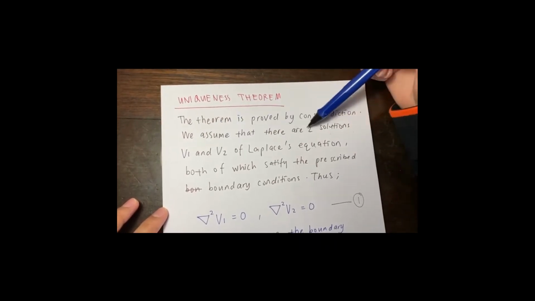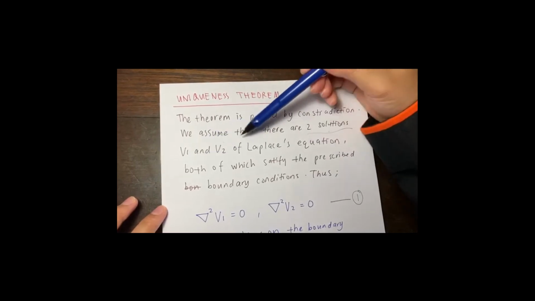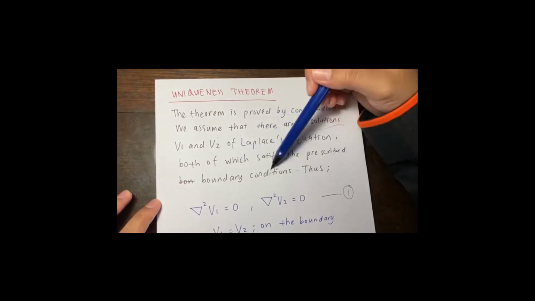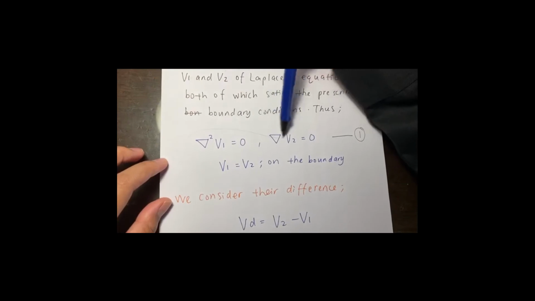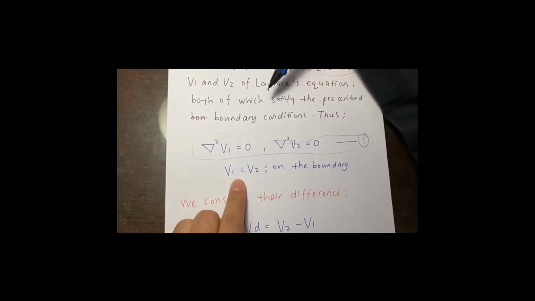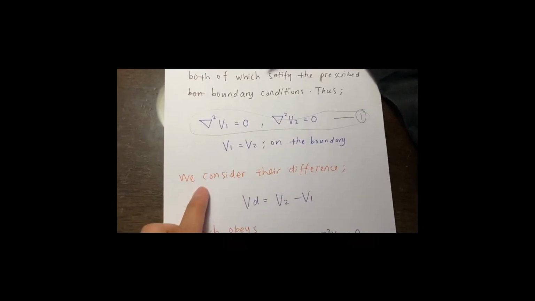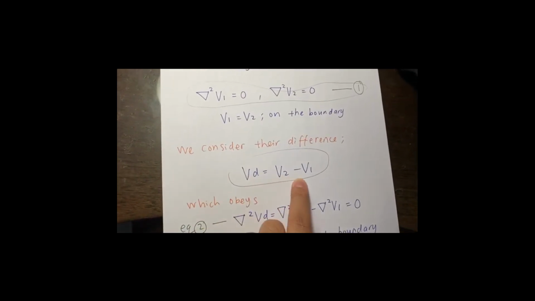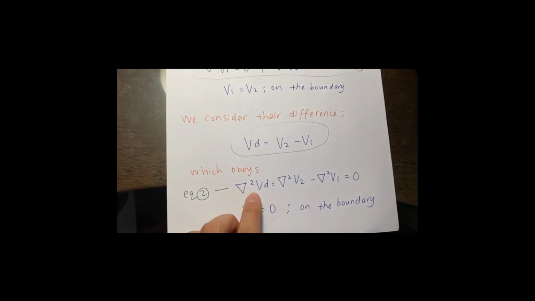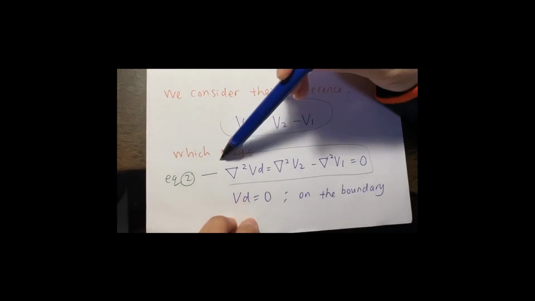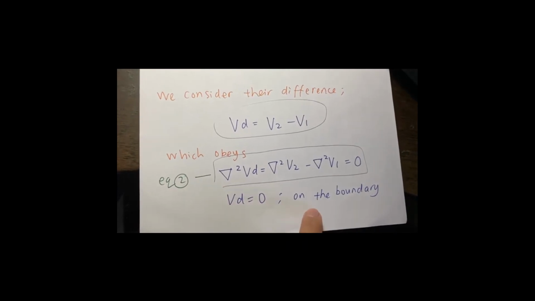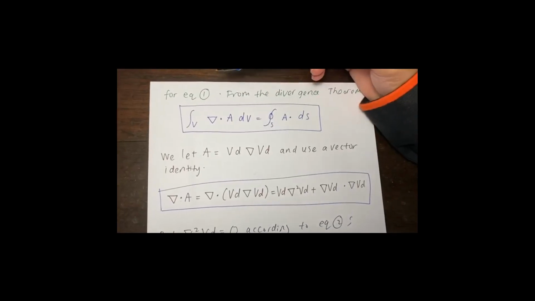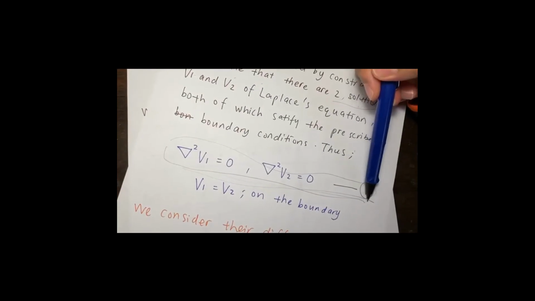Uniqueness theorem. The theorem is proved by contradiction. We assume that there are two solutions, V1 and V2, of Laplace equation, both of which satisfy the prescribed boundary condition. Thus, this is the first equation, and V1 equals V2 on the boundary. We consider their difference, VD equals V2 minus V1, which obeys this equation. So VD equals 0 on the boundary, and I name this equation 2. For equation 1, just now I showed you this equation.